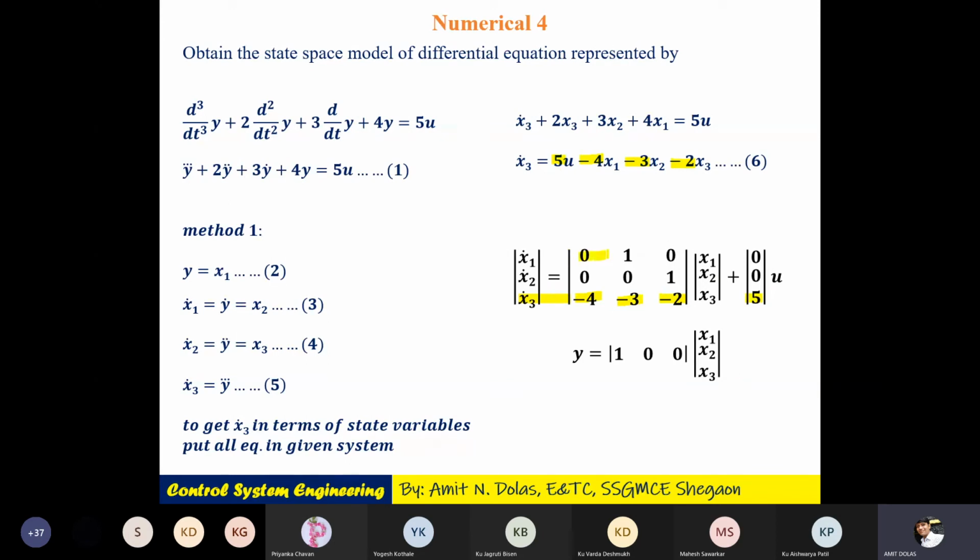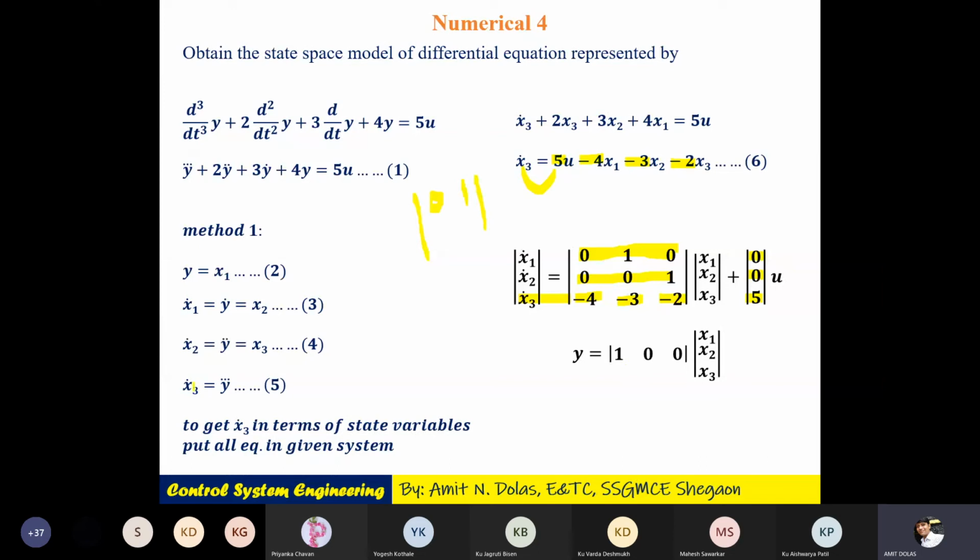Then this matrix is always constant. Here 0 1 0 0 0 1. If it is 2 by 2, then there will be 0 and 1. The first row of the matrix will be 0 1. Then you will not find this term, it will be 0 because it only refers to the x3 term.